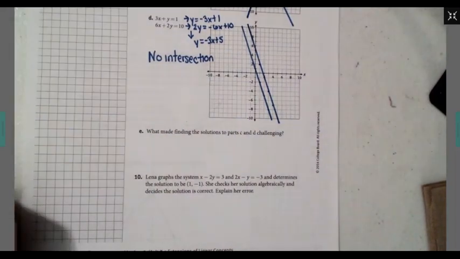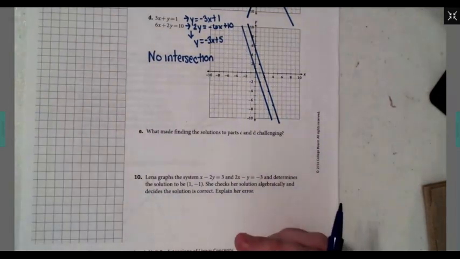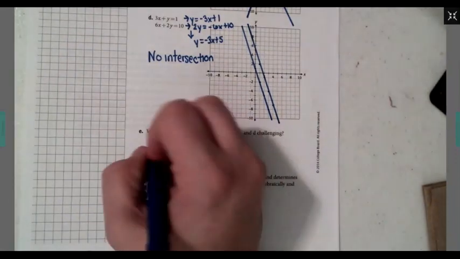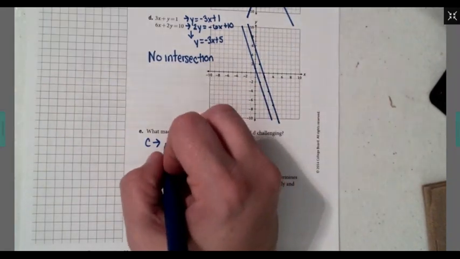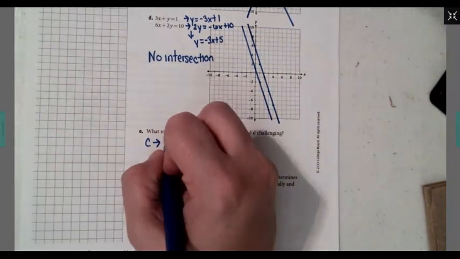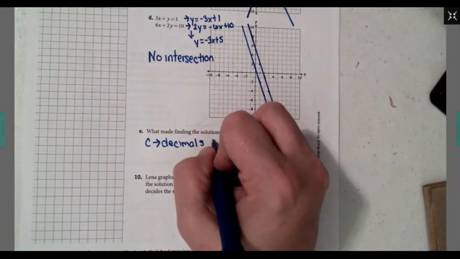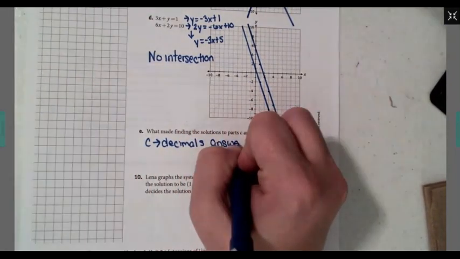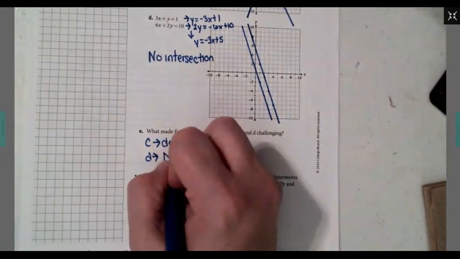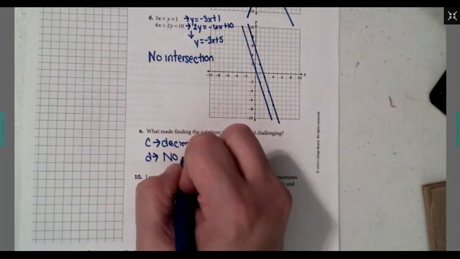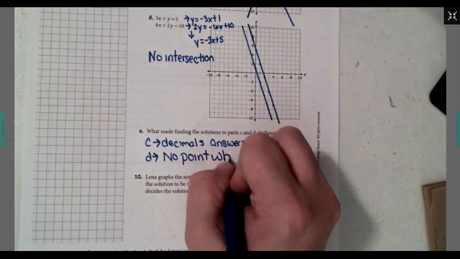E. What made finding the solutions to parts C and D challenging? Well, C, there were decimal answers, while with D, we had no intersection. So no point where the lines crossed.